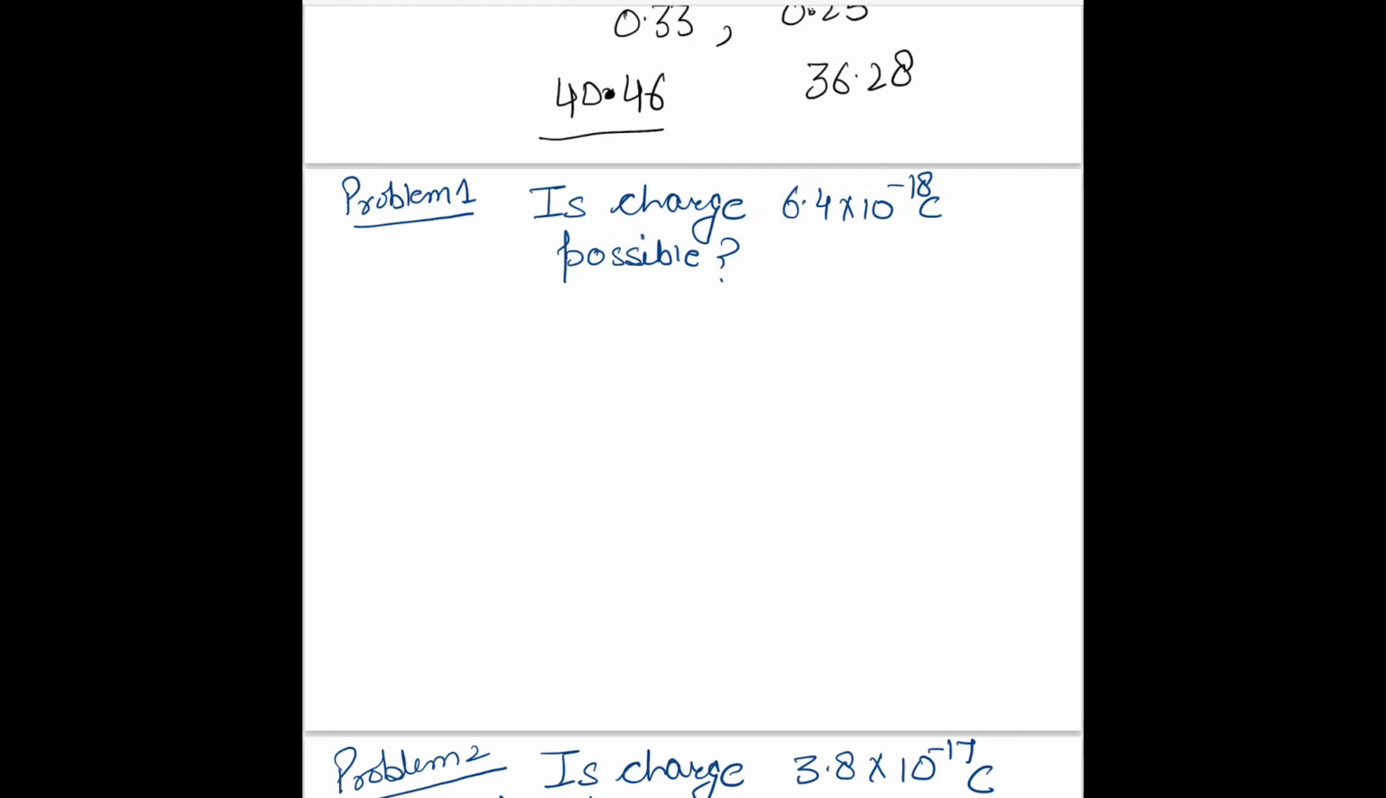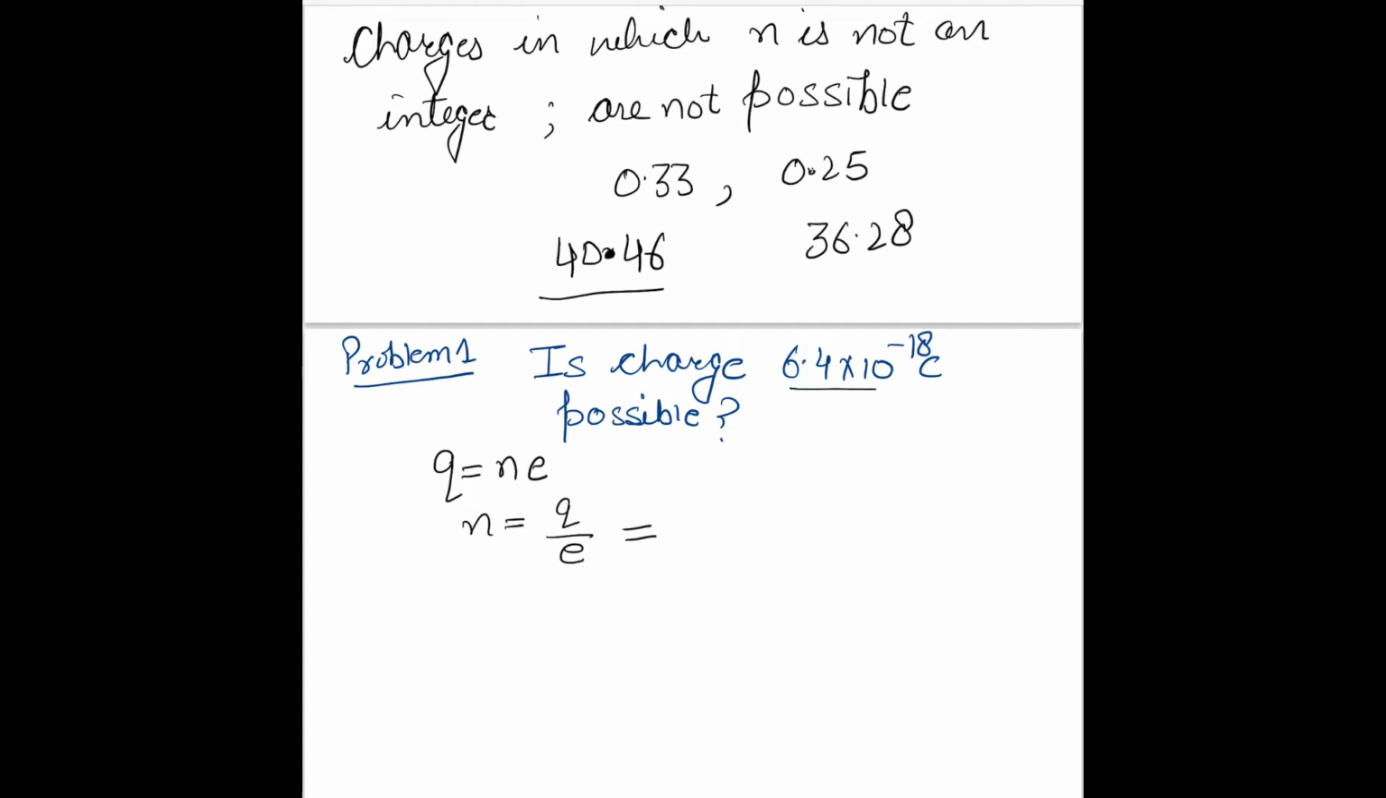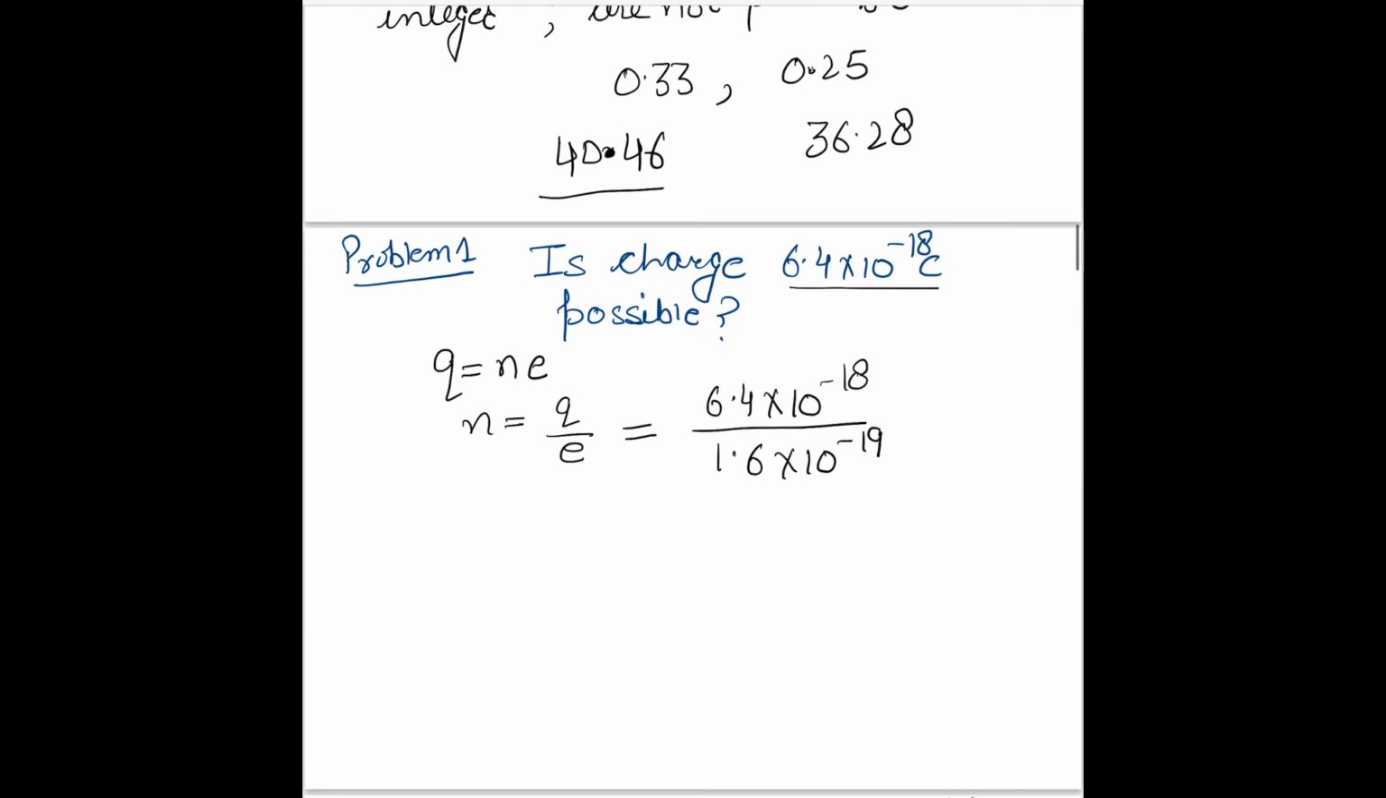Okay, so we start with the equation for charge quantization, which says that Q is equal to NE, which means N is equal to Q by E, right? The value of charge from the question is 6.4 into 10 raised to the power minus 18, and the value for E is 1.6 into 10 raised to the power minus 19. You need to remember this value, right?